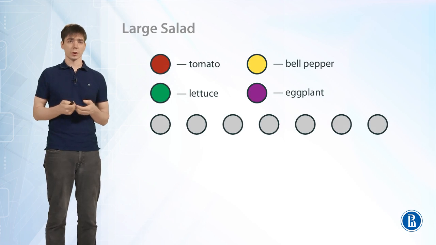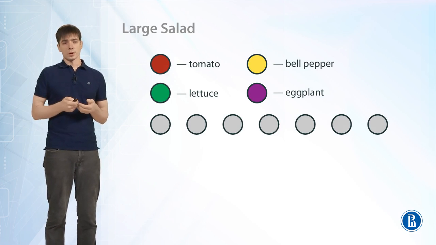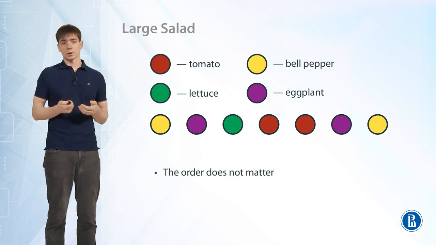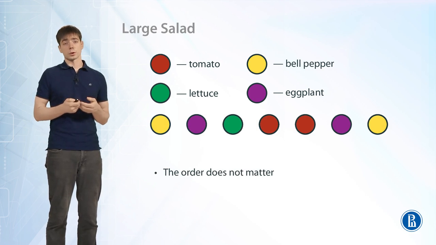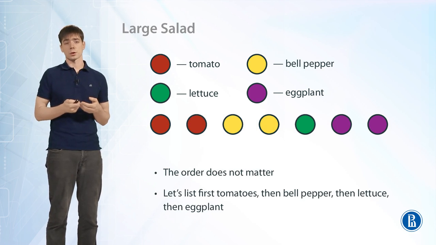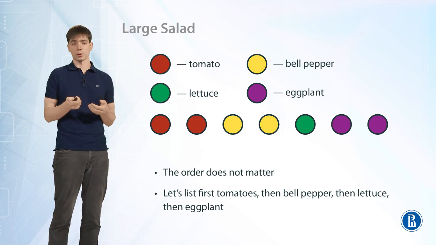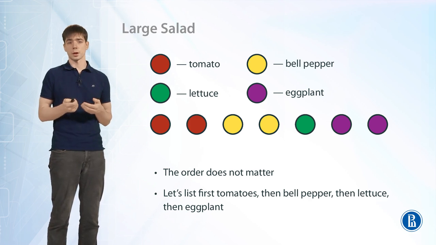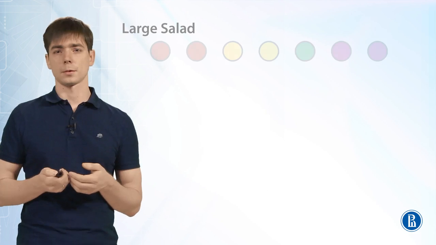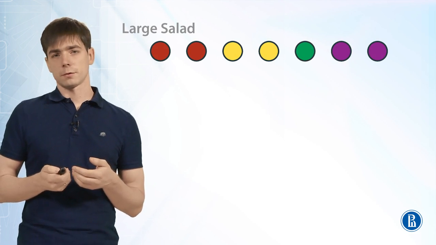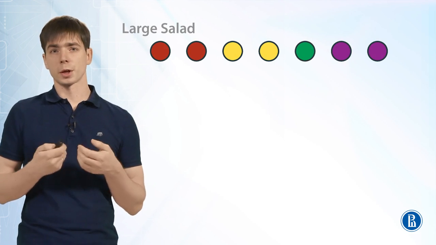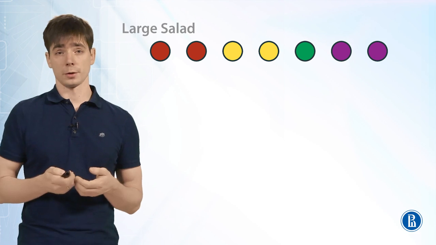Okay, so here is a picture again. Now tomato is red, bell pepper is yellow, lettuce is green, and eggplant is purple. Okay, now we have 7 ingredients. Here is an example of salad, but note again that the order doesn't matter. So for our convenience, let's just list the tomatoes first, then bell peppers, then lettuce, then eggplants. So here is our salad. The solution to the problem is non-trivial, so we will break it down to several simple ideas.